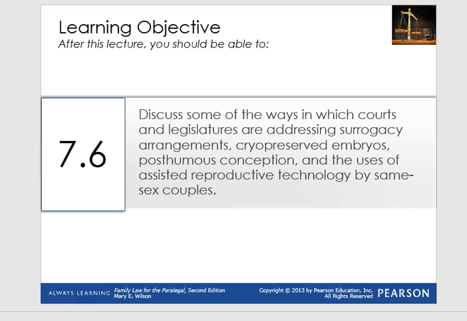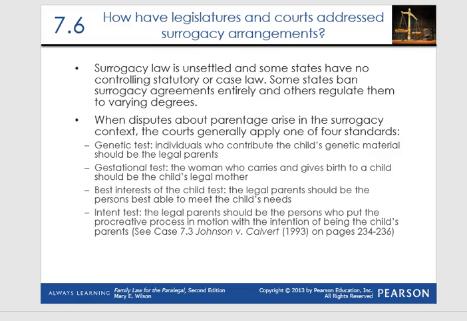Some of the ways in which courts and legislatures are addressing surrogacy arrangements, cryopreserved embryos, posthumous conception, and the uses of assisted reproductive technology by same-sex couples. Surrogacy law is unsettled, and some states have no controlling statutory or case law. Some states ban surrogacy agreements entirely, and others regulate them to varying degrees. When disputes about parentage arise in the surrogacy context, the courts generally apply one of 4 standards.